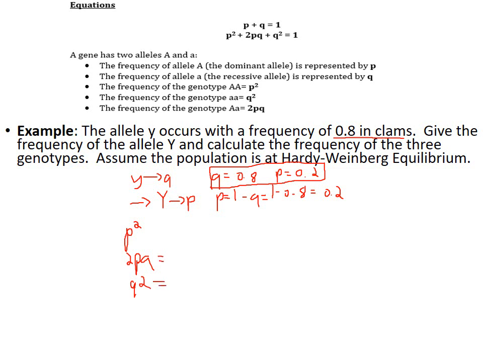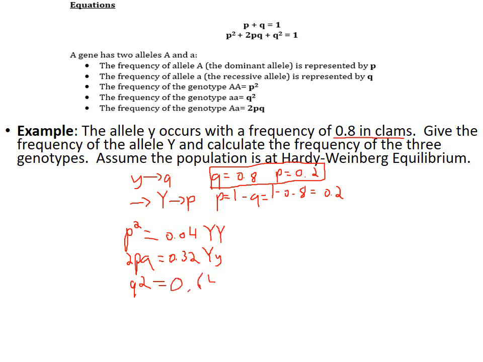So I'm going to say the answers and write them in. I'm not going to write out all the steps though, but you should be doing this. So for my P squared, I'm simply going to do 0.2 times 0.2, or 0.2 squared. So I get 0.04 frequency for the big Y. For my heterozygous, I do 2 times 0.8 times 0.2, I get 0.32 for big Y, little y. And for my homozygous recessive, I get 0.8 times 0.8, which is 0.64.